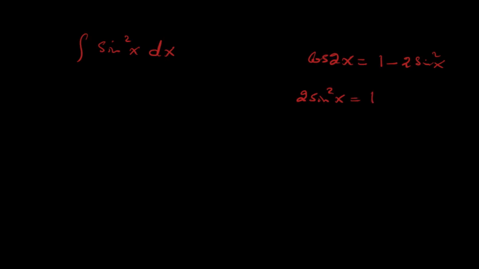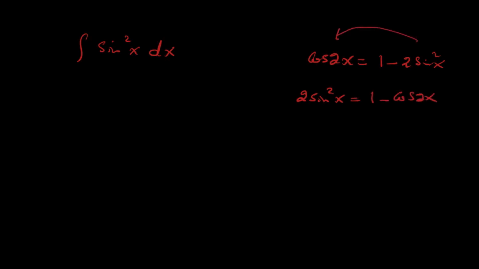What about if we have integral for sine squared x dx? What do we do here? There is a relation between the sine squared and the cosine 2x. If you check it, you know that cosine 2x is equal to 1 minus 2 sine squared x. So if we take 2 sine squared x to the other side, to the left side, it becomes 2 sine squared x is going to be equal to 1 minus cosine 2x.